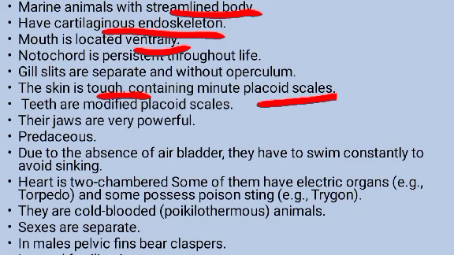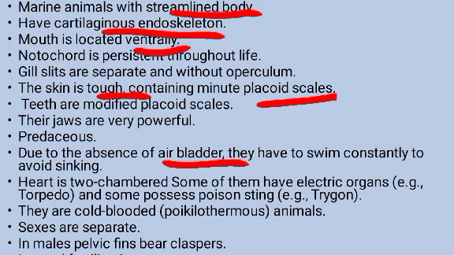Then they do not have an air bladder. Air bladder is absent. Because of the absence of the air bladder, they should swim constantly in the water to avoid sinking. Otherwise, if they are not swimming, they will sink into the water. So to avoid sinking, they have to constantly swim due to the absence of air bladder.